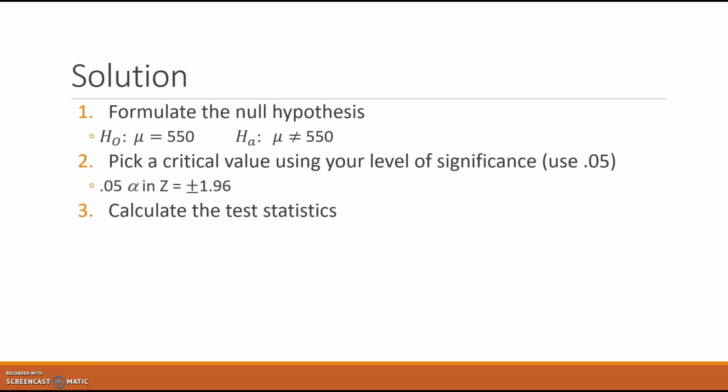Calculate the test statistics. Okay, here we go. We have the numbers for this. We have the population standard deviation, which is 100. We have the n, which is 72. So we have 100 divided by the square root of 72. So we have 11.7851.